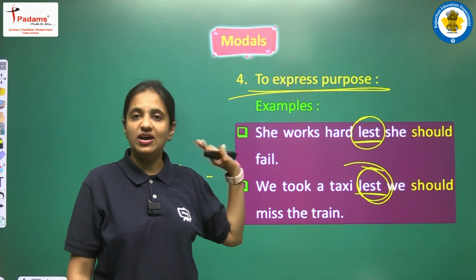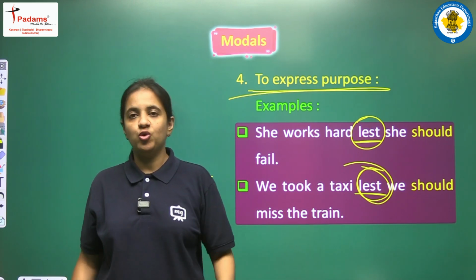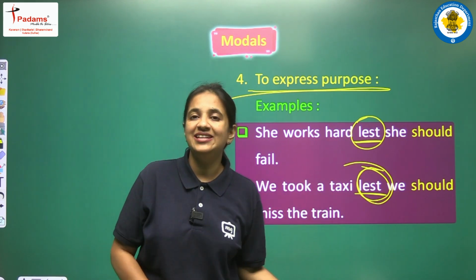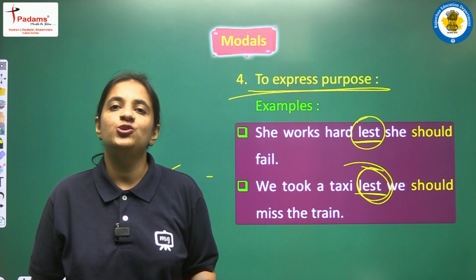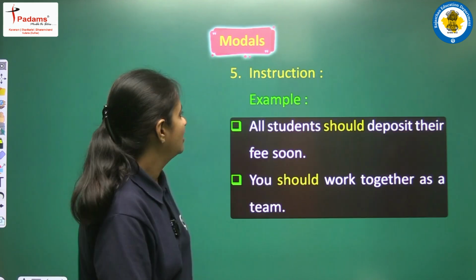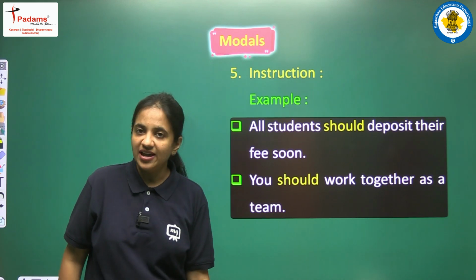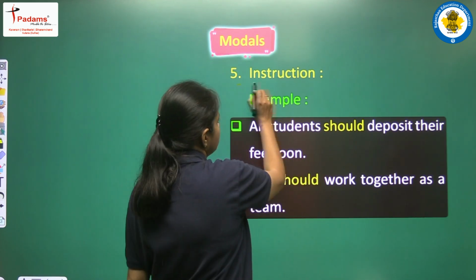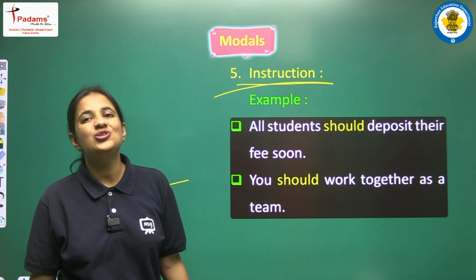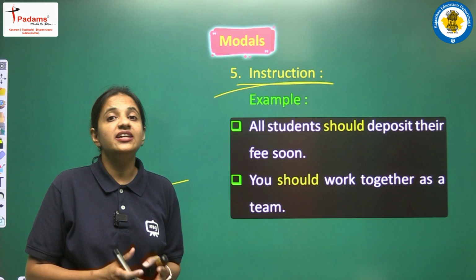Okay, and the structure is very important here, that you have to learn, and you have to learn this word also, that will always be there in the sentence if should is used to express someone's purpose. Okay. So now one more use we are having here. So should is also used to give instructions. It is also used to show or indicate instructions.